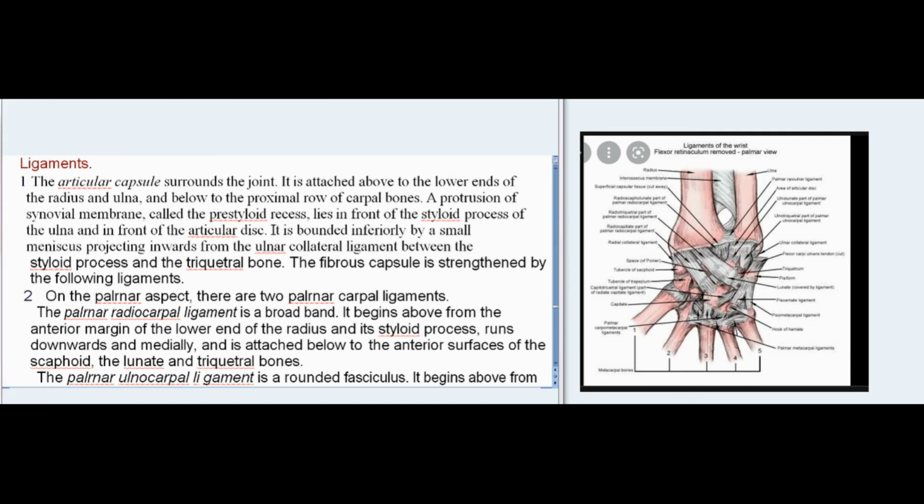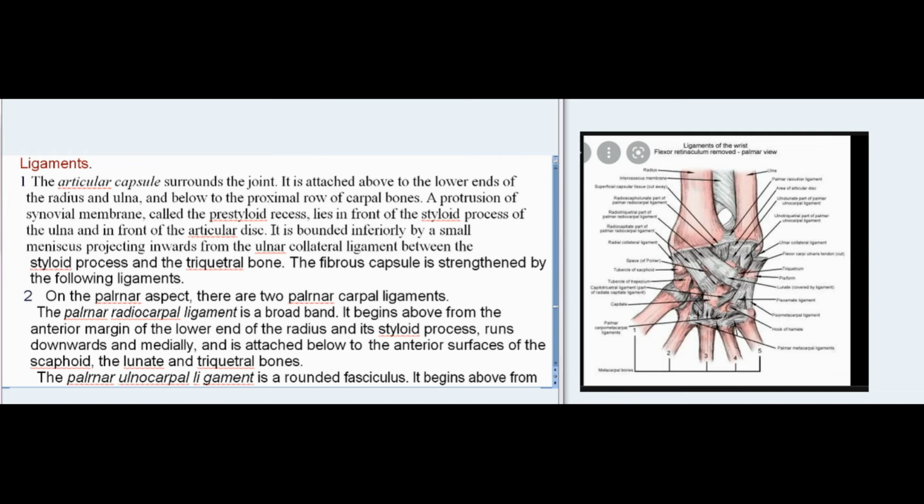Ligaments. 1. The articular capsule surrounds the joint. It is attached above to the lower ends of the radius and ulna, and below to the proximal row of carpal bones. A protrusion of synovial membrane, called the prestyloid recess, lies in front of the styloid process of the ulna and in front of the articular disc. It is bounded inferiorly by a small meniscus projecting inwards from the ulnar collateral ligament between the styloid process and the triquetral bone. The fibrous capsule is strengthened by the following ligaments.